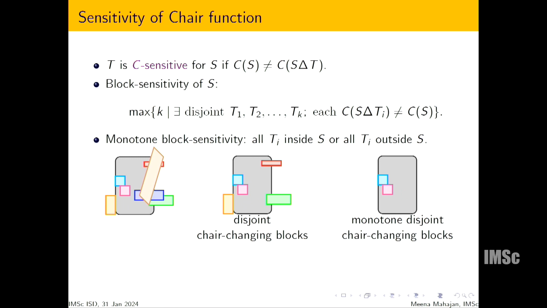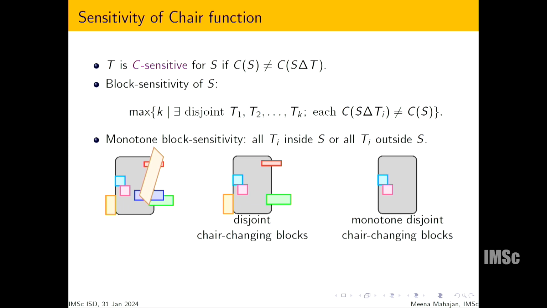So pictorially, if you look at this first diagram on the left, there was this gray committee and various ways of changing it. If I want to look at block sensitivity, if I include the brown block change, then I cannot include the red or the blue or the green change because they overlap with it. But I can use the other blocks. In the middle, there's a picture which shows 5 blocks which are completely disjoint. Assuming all of them give rise to a committee with a different chair, I could conclude that the block sensitivity is at least 5.